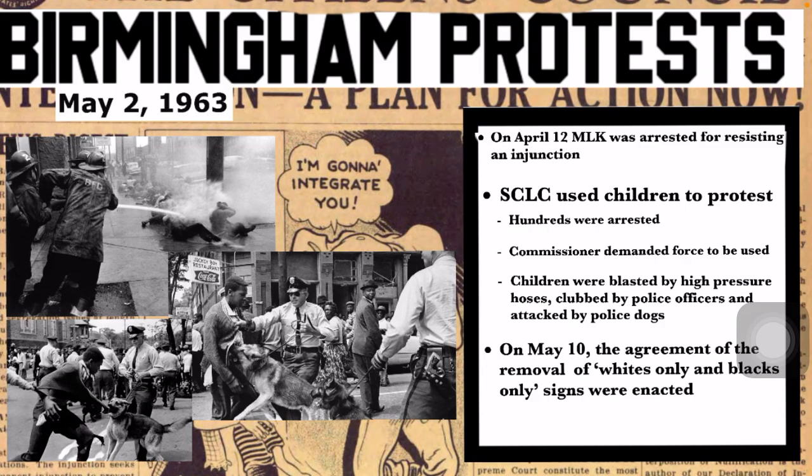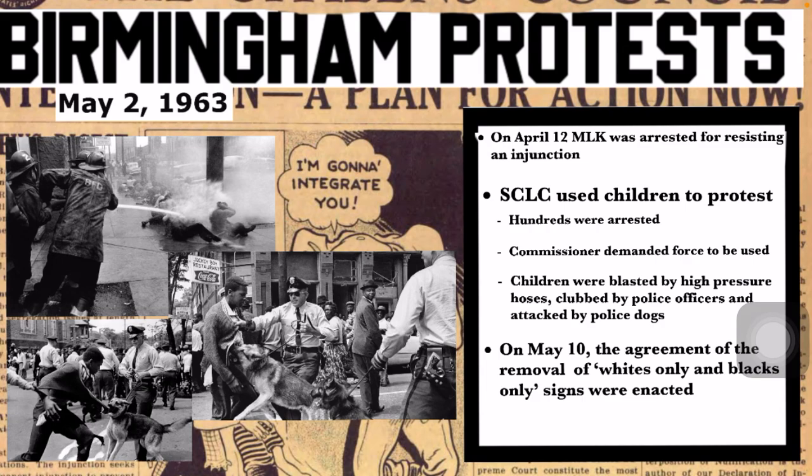On April 12th, he was arrested. He was placed in solitary confinement and denied his constitutional right to an attorney. On April 20th, he was released on bond. In order to keep the protests going, the SCLC used children to protest. Over 1,000 African American children protested in the streets of Birmingham. Hundreds were arrested. Their commissioner demanded police and fire departments use force on children.